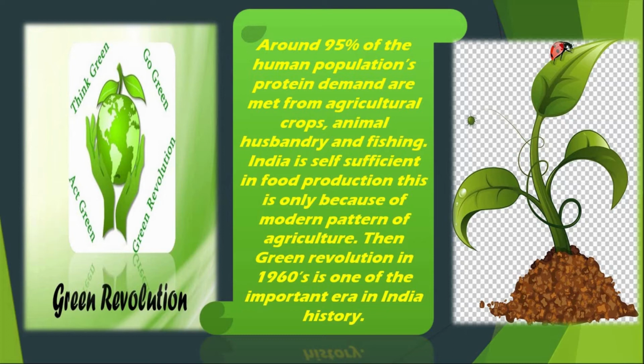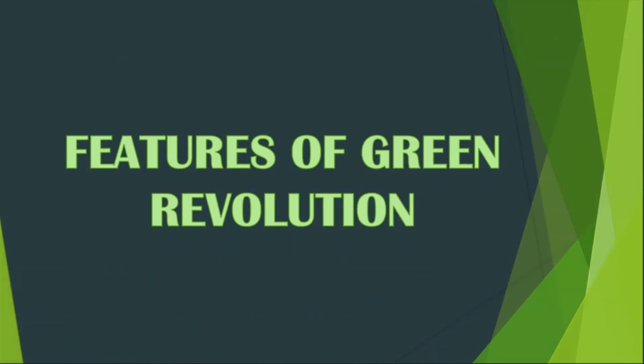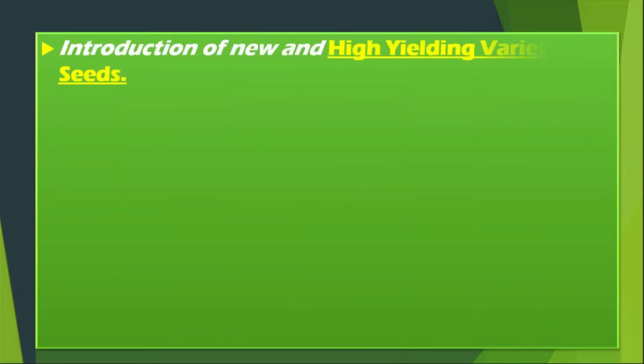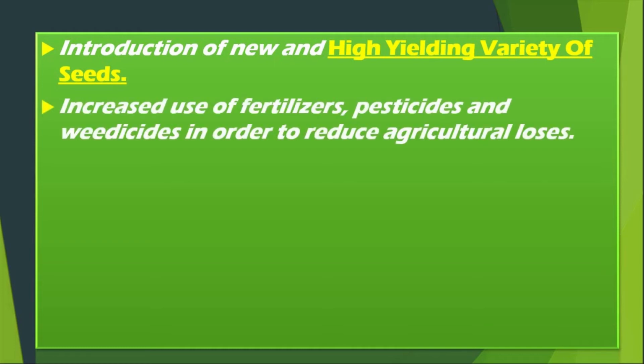The Green Revolution in 1966 is one of the important eras in Indian history. So, let us cover the most notable features of the Green Revolution in India. These are as follows. First, the introduction of new and high yielding variety seeds, HYV seeds. Next, increased use of fertilizers, pesticides and weedicides in order to reduce agricultural losses.